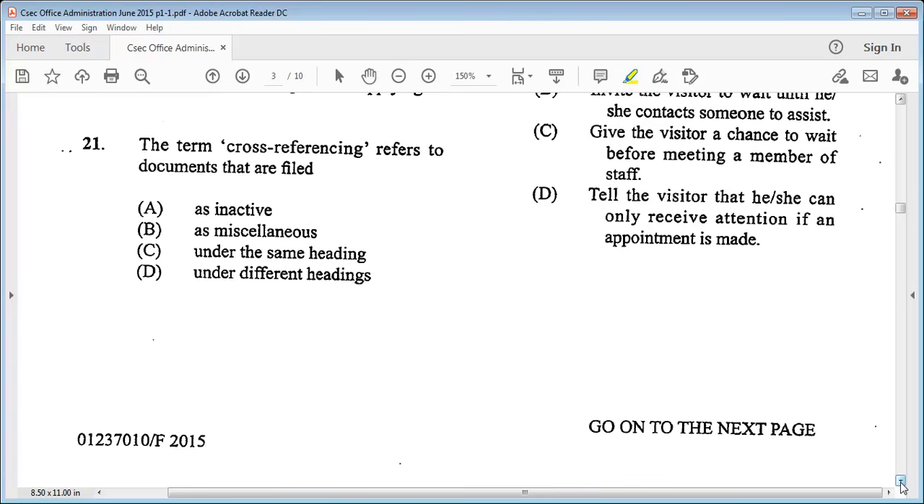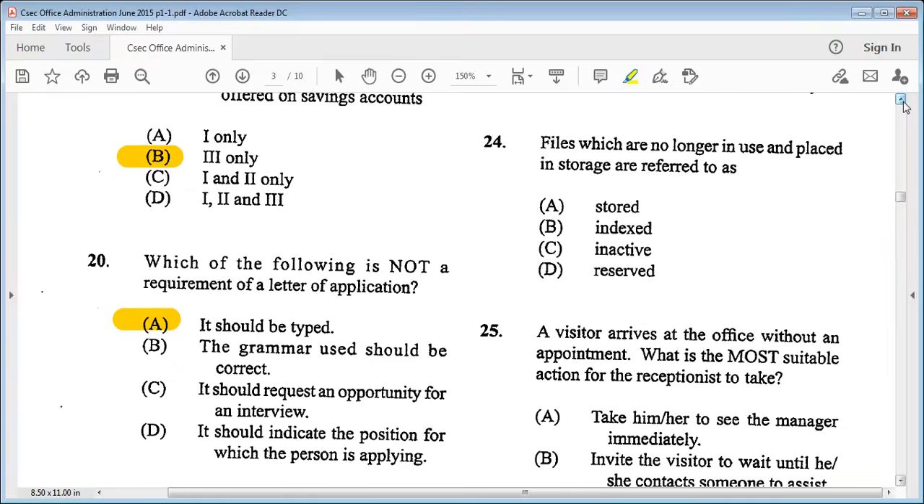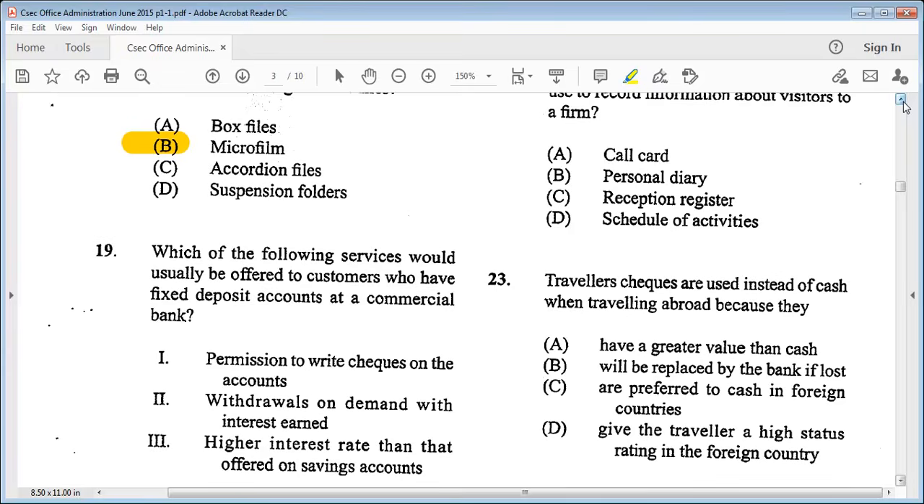So let's go on to question number 21. It says, the term cross-referencing refers to documents that are filed A, as inactive, B, as miscellaneous, C, under the same heading, or D, under different headings. We know once it's a cross-reference, it has to be documented under different headings to show what change has taken place. Like the change in the name of a company or if someone has gotten married.